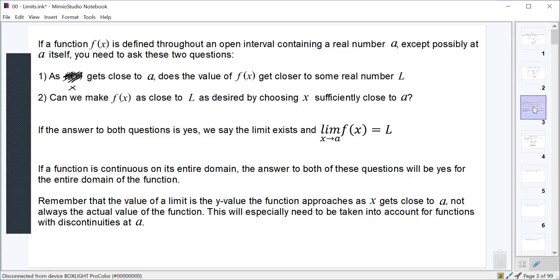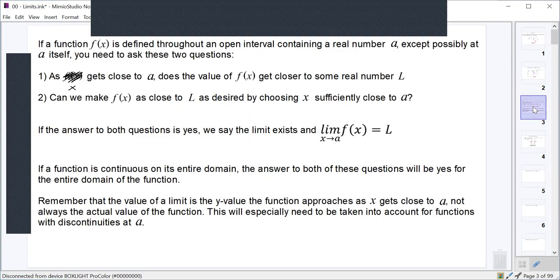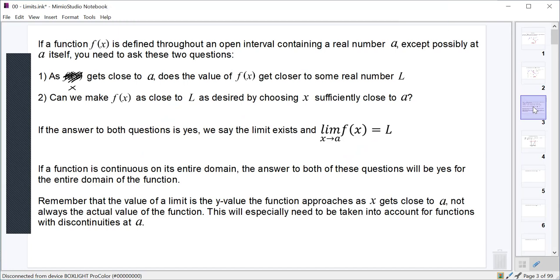So we'll ask ourselves those two questions every time we think about a limit. And if they're both yes, then we know the limit exists at a, and it should be equal to that value. Anytime we have a function that's continuous on its entire domain, the answer to both of those questions is going to be yes, for the entire domain of the function.